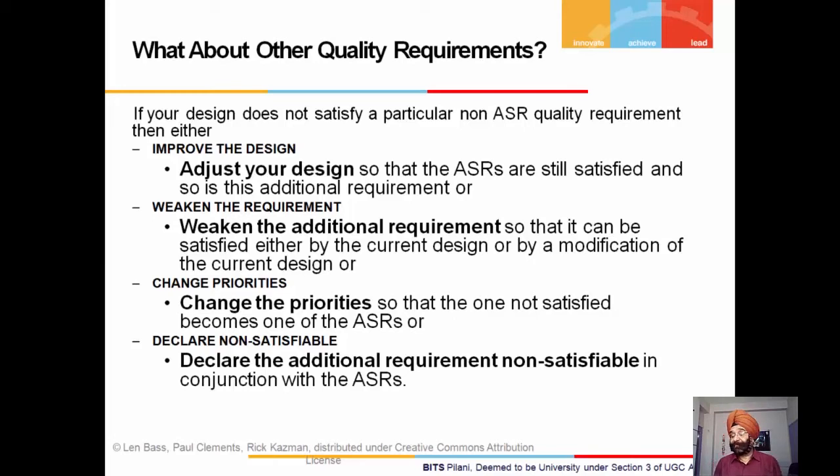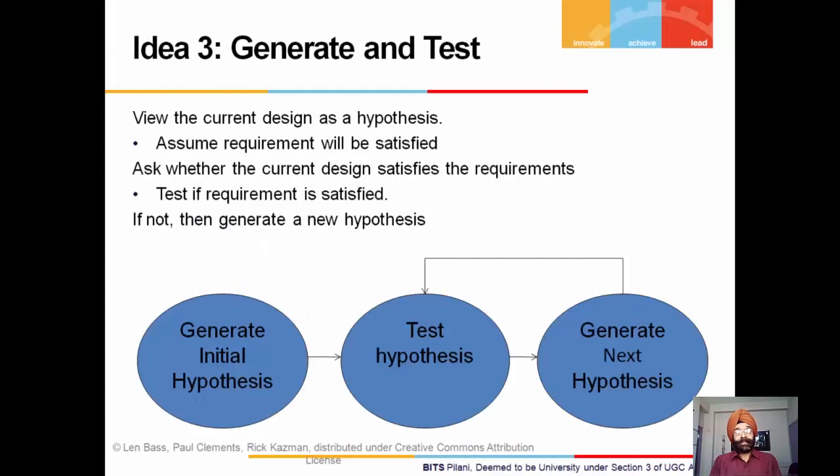Now, if nothing works out and the client or the stakeholder is not willing to raise the priority, you'll simply let him know that if the ASR is to be satisfied, this particular module will be compromised and, well, we are not going to be able to satisfy this particular requirement. The third idea is generate and test.